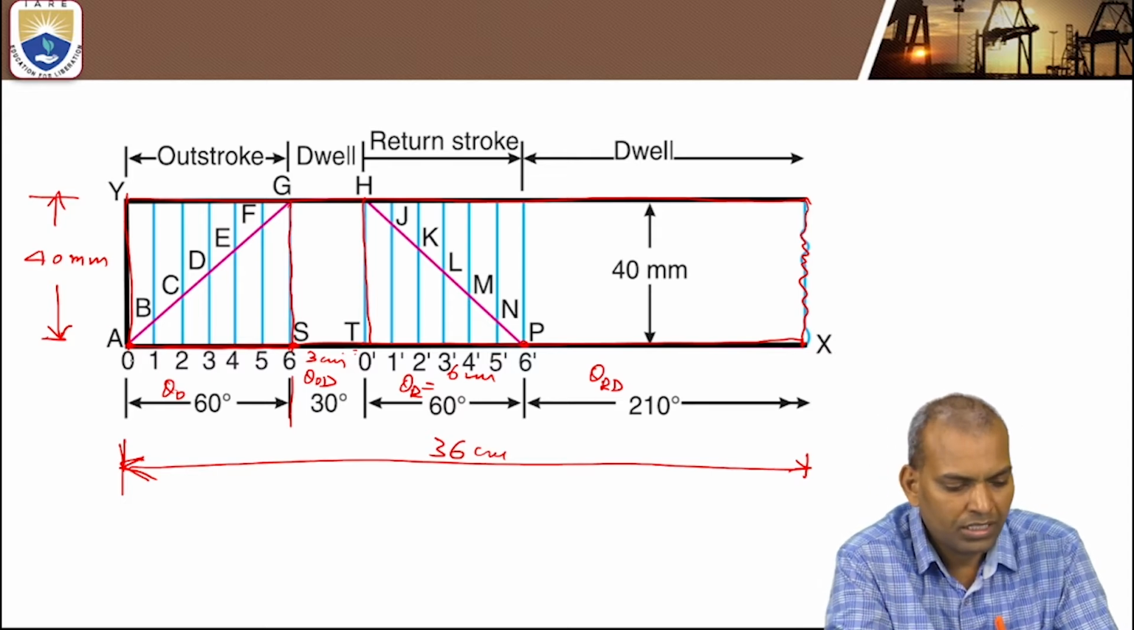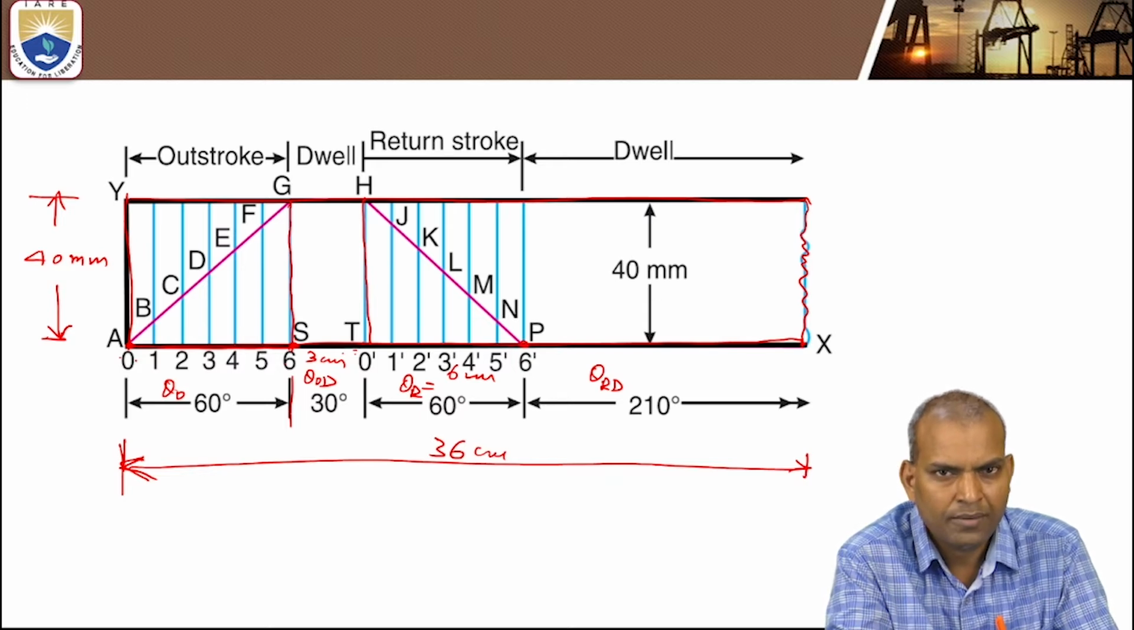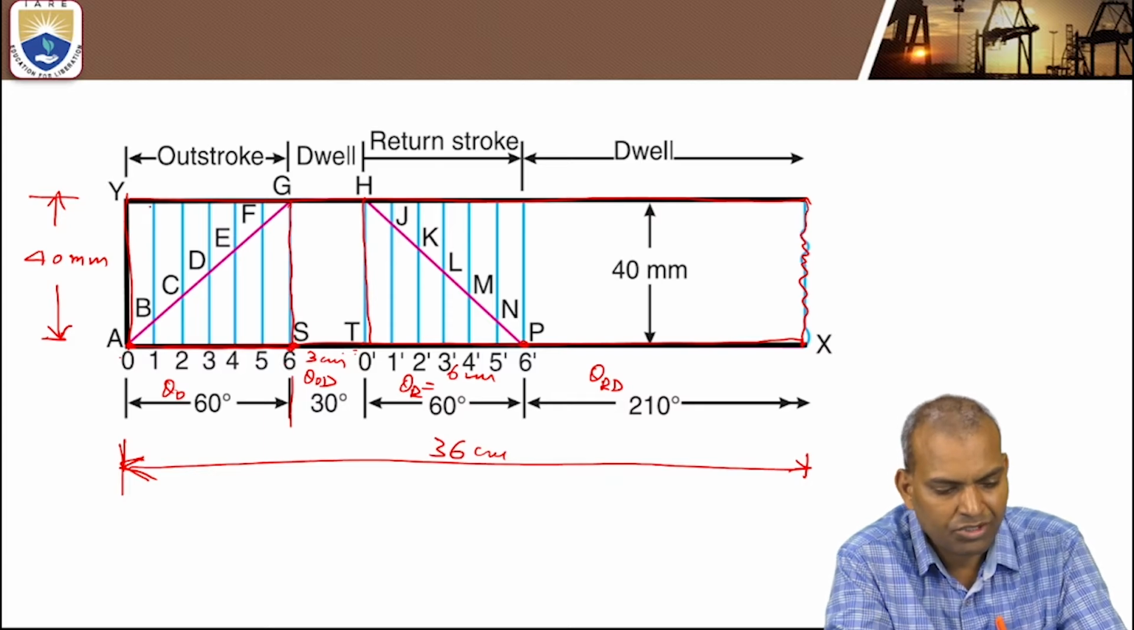So what to do after that? 0 to 6, this is 6 centimeters. Divide into an even number of parts. The even number of parts can be 2, 4, 6, 8 or 12, anything. But one thing is that the optimum even number of divisions is 6. Divide this into 6 equal parts and draw straight lines.